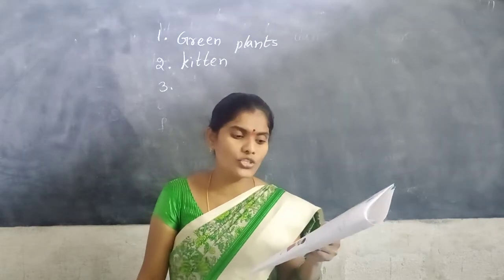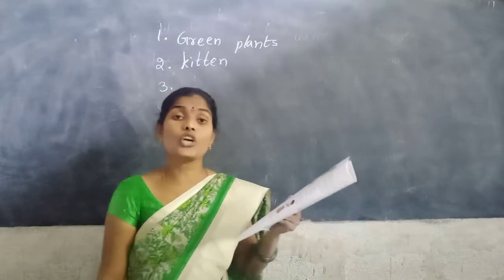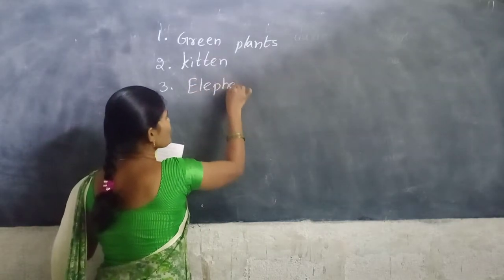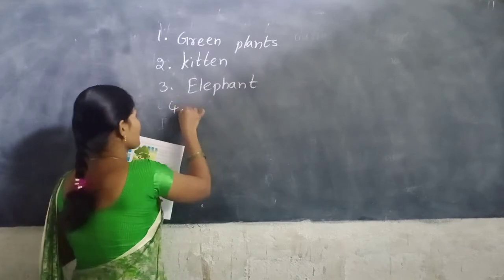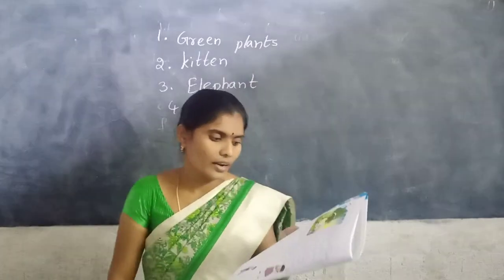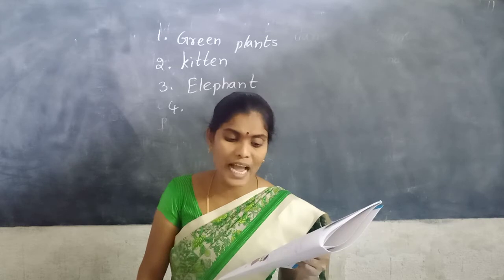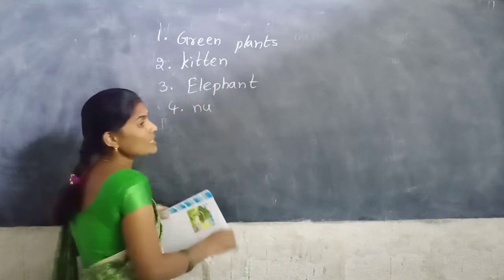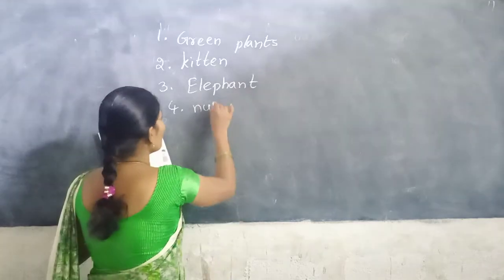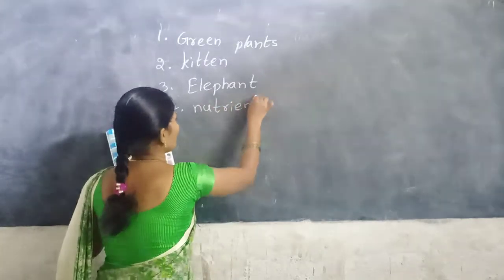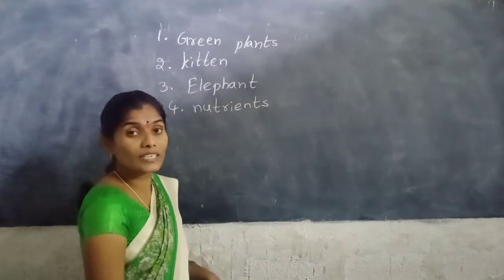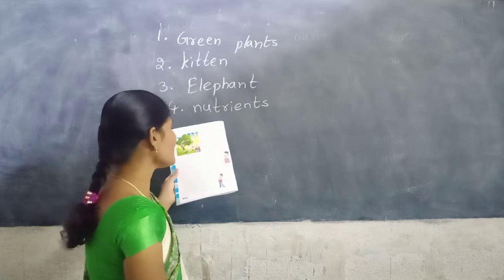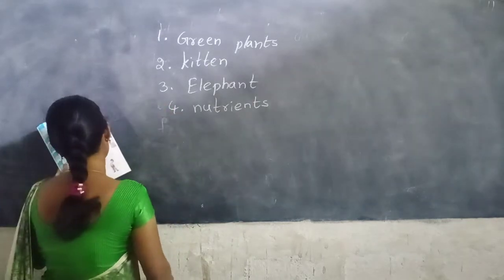Dash is the largest herbivore. The largest herbivore is elephant. Decomposers add dash to the soil. Nutrients. Decomposers like snakes and earthworms add nutrients. It increases soil fertility.